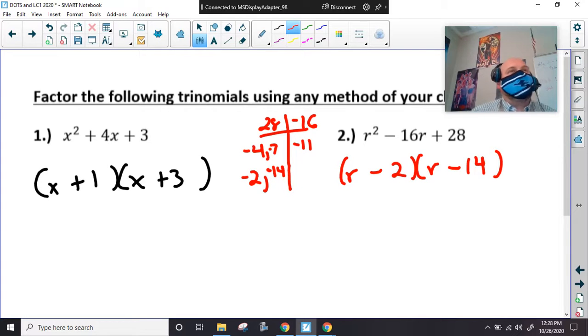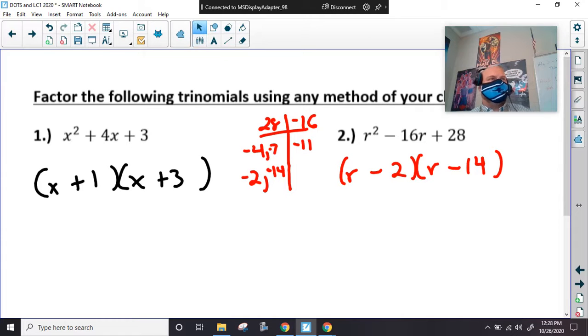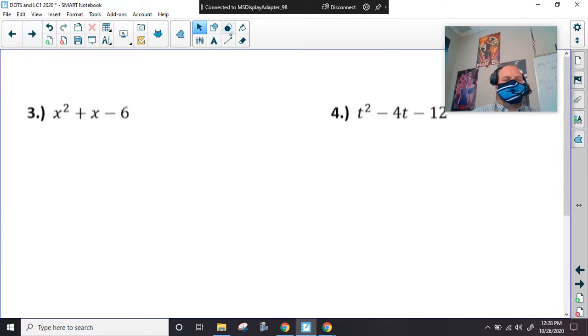See, that's why I noticed that with some of these common numbers, when we think of 28, we usually think of factors of 4 and 7. So that's where sometimes you kind of get bogged down. You kind of have to slow down a little bit.